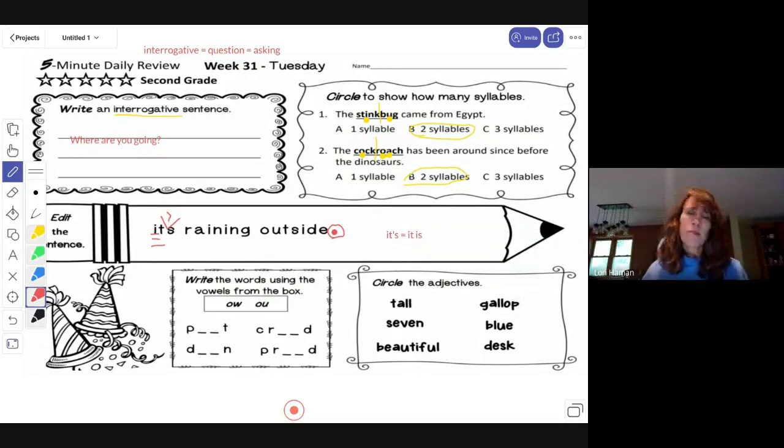The other it's without the apostrophe is the one that belongs to it, like the cat ate its food or the dog wagged its tail, like the tail that belonged to it.